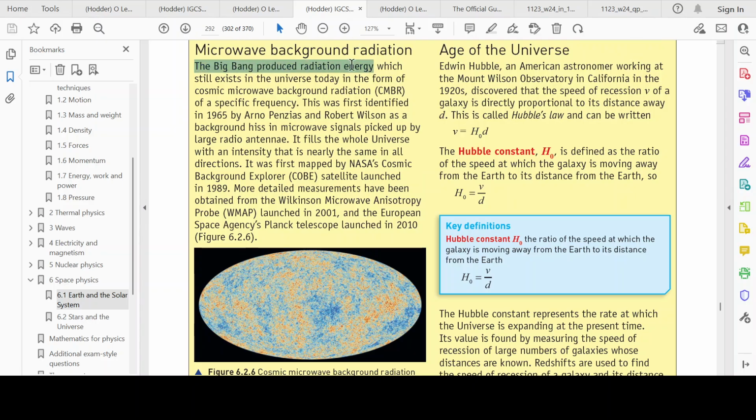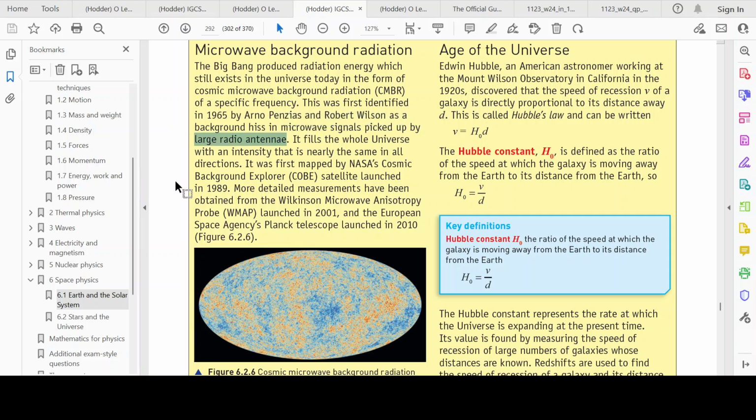Okay, so microwave background radiation. The Big Bang produced radiation energy which still exists in the universe today. It's still there, it's all around us, right? And it exists in the form of what we have called cosmic microwave background radiation. So it's in the form of microwaves. Cosmic meaning it's in space, background meaning it's everywhere all around us, and radiation, obviously radiation of a specific frequency. So this was first identified in 1965 by two people as a background hiss in microwave signals picked up by large radio antennae.